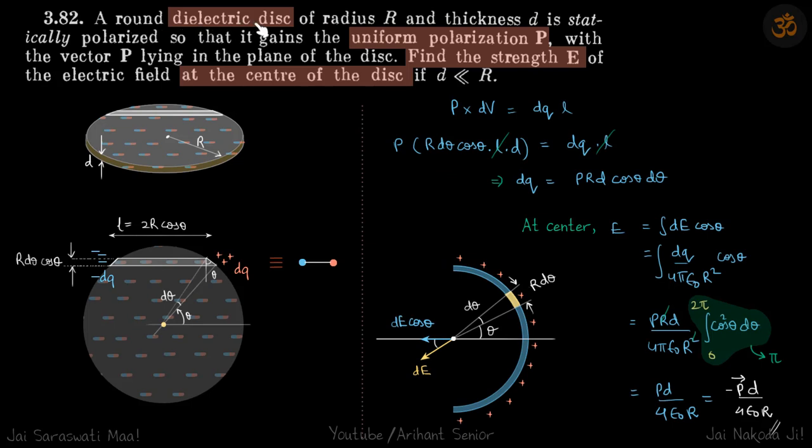A round dielectric disc of radius r and thickness d is statically polarized so that it gains the uniform polarization P. With the vector P lying in the plane of the disc, find the strength E of the electric field at the center of the disc if d is much less than r. So we are given a disc which is polarized uniformly. So you can see that all the molecules are aligned in the same way. The radius is r and thickness is d. The polarization vector is given as P. We need to find the electric field at the center.